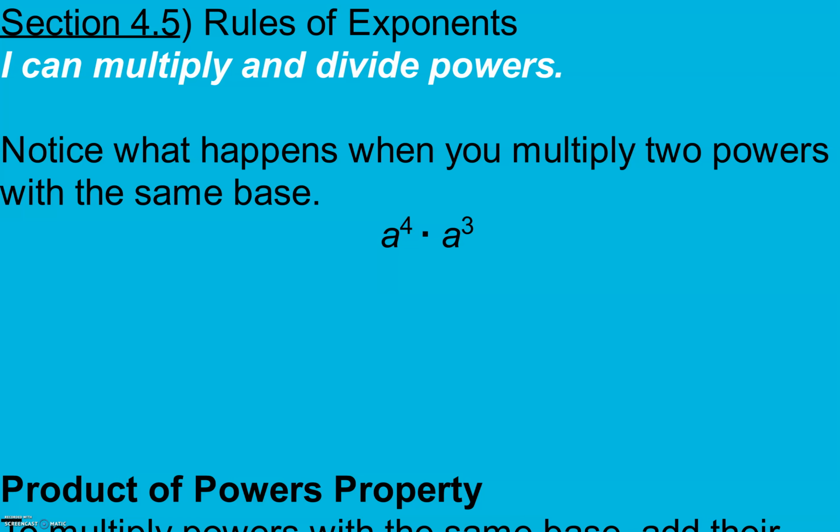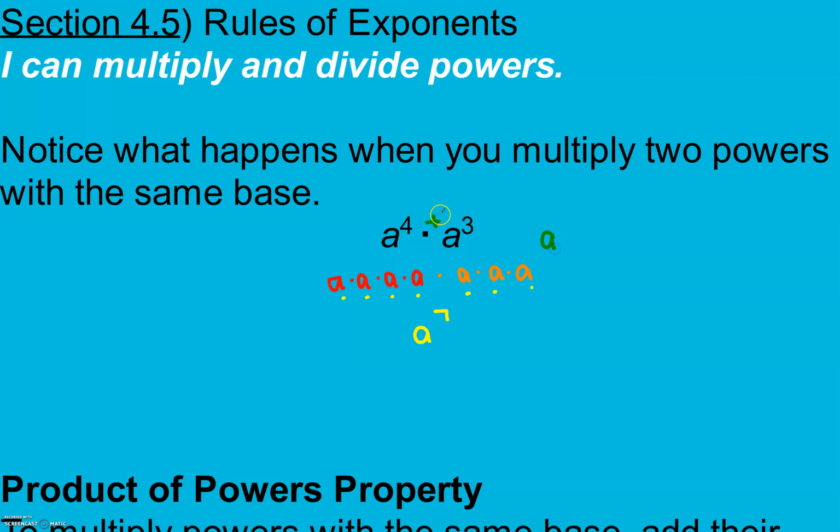So here, a to the fourth is really a times a times a times a. Base times itself, exponent number of times. And a cubed is actually a times a times a. Base times itself, exponent number of times. If I were to simplify this down, my base is a, 1, 2, 3, 4, 5, 6, 7 to the 7th power. That's the same, guys, as if I would have taken a to the 4 plus 3.